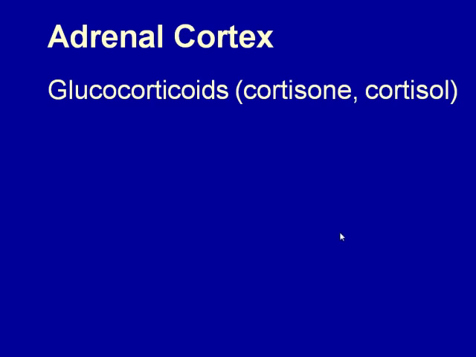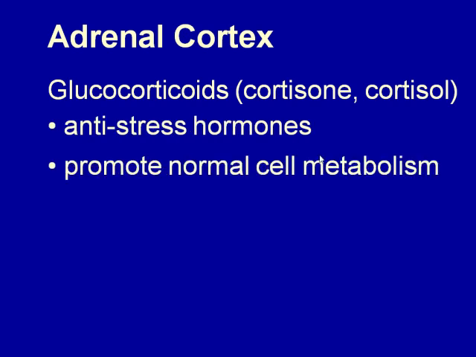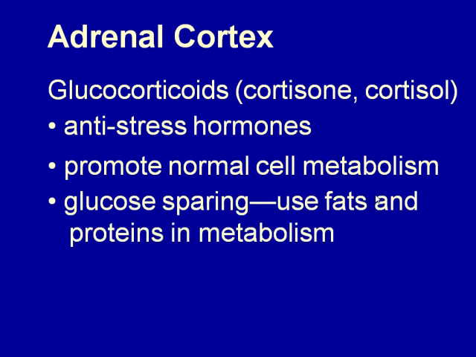Another hormone made by the adrenal cortex are the glucocorticoids, things like cortisol and cortisone. These are your anti-stress hormones. They promote normal cell metabolism even during times of stress, and they do what's called glucose-sparing activities. In other words, they make your body use fats and proteins in metabolism instead of glucose.